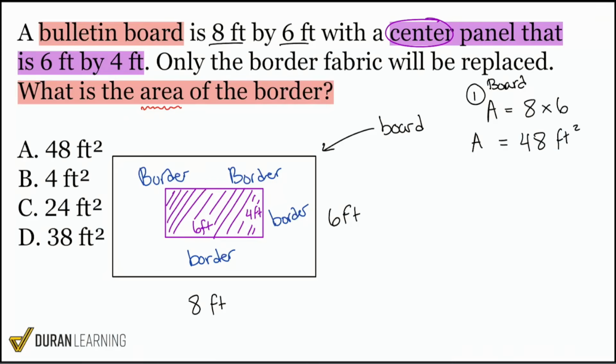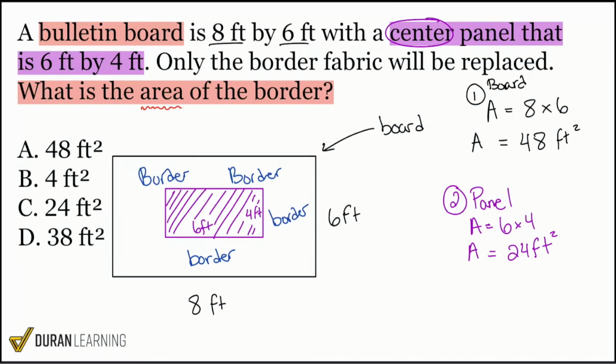So we have the area of the board. Now we're going to move forward to finding the area of the panel. The area of the panel is going to be the same thing, length times width. But everybody, what are the dimensions? It's going to be 6 times 4. So that's going to be 6 times 4, and that's going to give us 24 square feet.